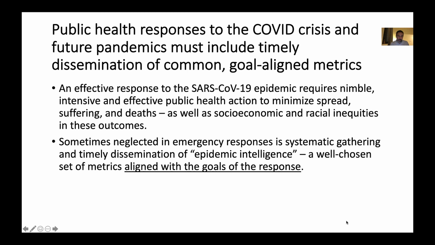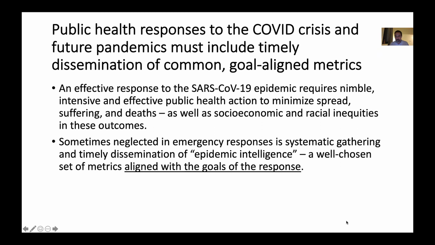But also, an effective response to a situation like this pandemic requires good surveillance data, or what we refer to in this commentary as epidemic intelligence. So, good intel on your epidemic so you know where it is and where it's going, so you can respond accordingly. However, what we were concerned about, and what we have seen in the past, is that sometimes this kind of thing is neglected in emergency responses.